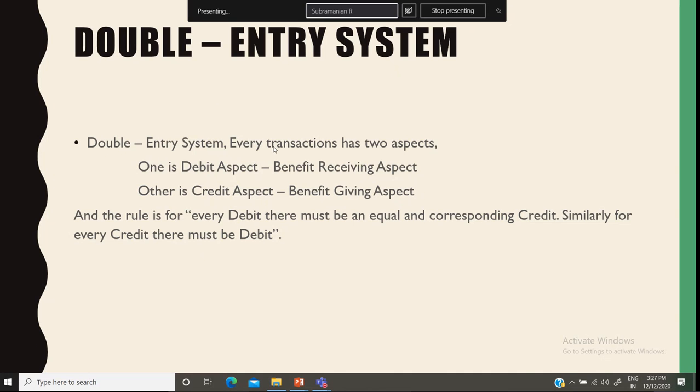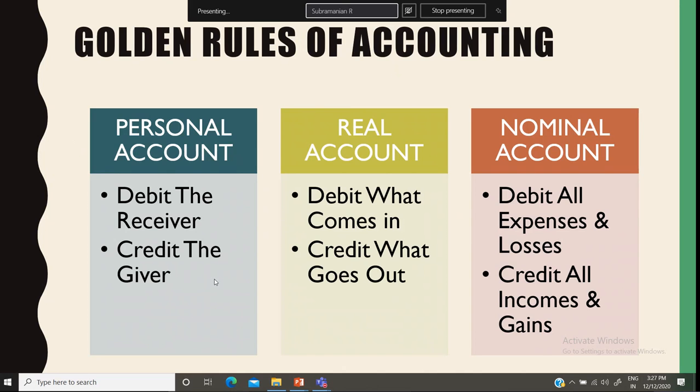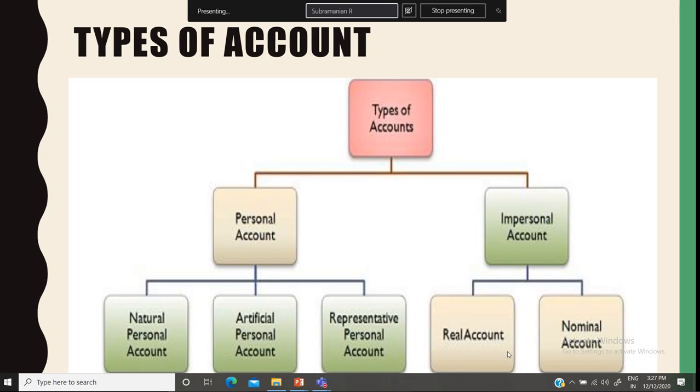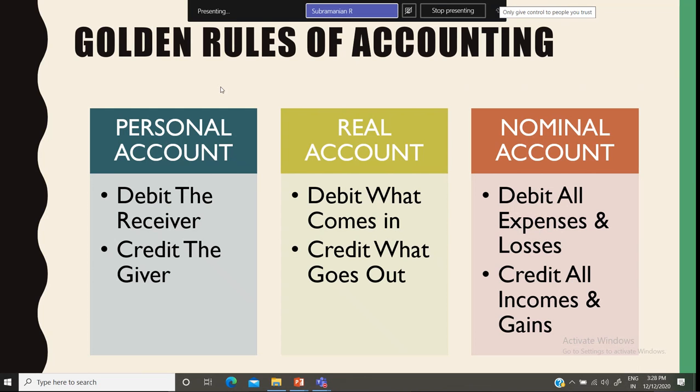So far we have discussed the types of accounts. We must know the types of accounts: personal account, real account, and nominal account. If you know these three, it's well and good. And what are their rules? We have to adopt them while recording transactions in the journal and ledger. The journal is the first step in our accounting cycle. Then only the ledger and all those things will come next.